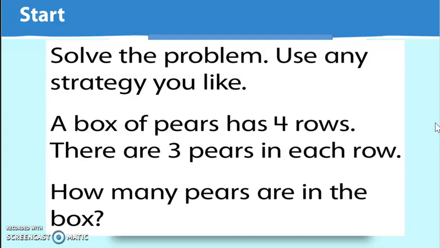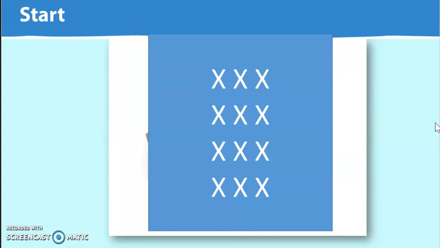All right, your array should have looked something like this. There are 4 rows, 1, 2, 3, 4, with 3 X's in each row. I have 4 rows and 3 columns. Remember, columns go down.